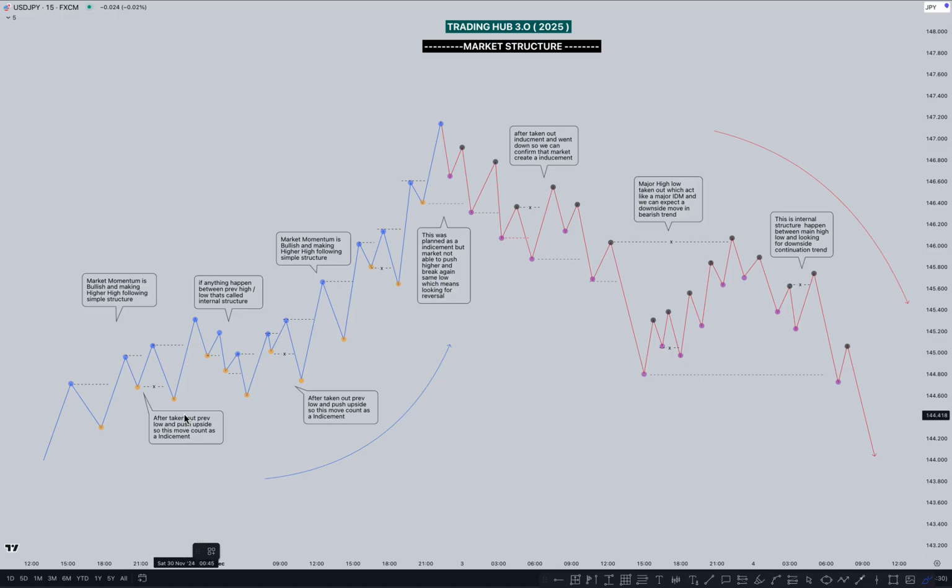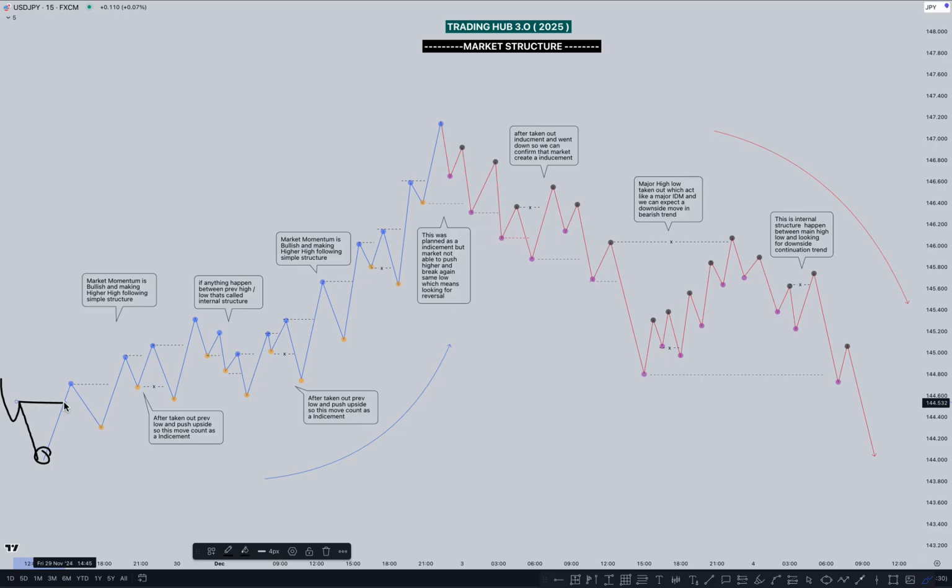First thing you need to understand: when you are looking for structure mapping, you always have to start from the top of the move and the bottom of the move. If market momentum is bearish and now turns bullish, in this case we can see here this is our low. It means before this move the market was bearish and now it has turned bullish. So this is our direction, the market is looking for the upside.